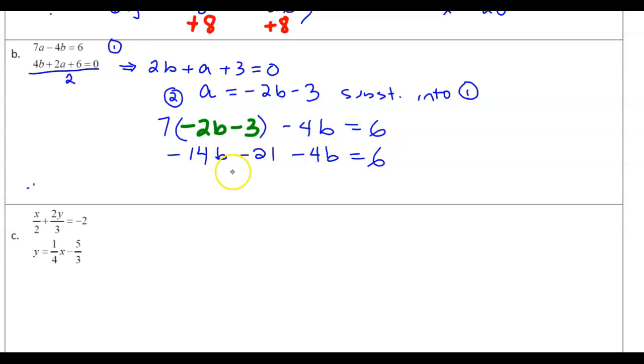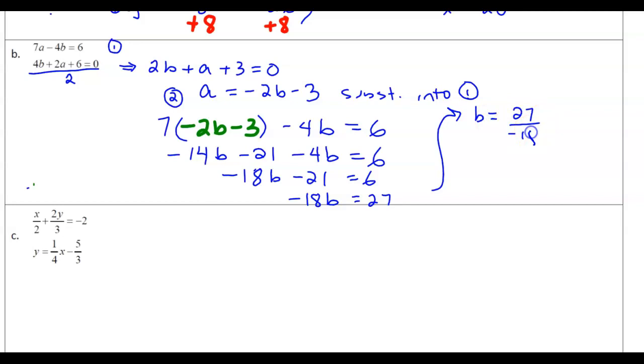Collecting like terms here, that would be negative 18b minus 21 equals 6. So that's 27. So b equals 27 over negative 18. Remember, we don't like to show a negative in the denominator, and 9 goes into both of those. So that's going to be negative 3 over 2. Okay. Again, not a crazy fraction.